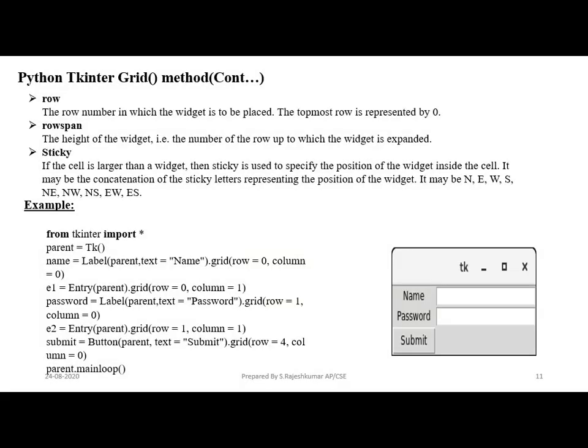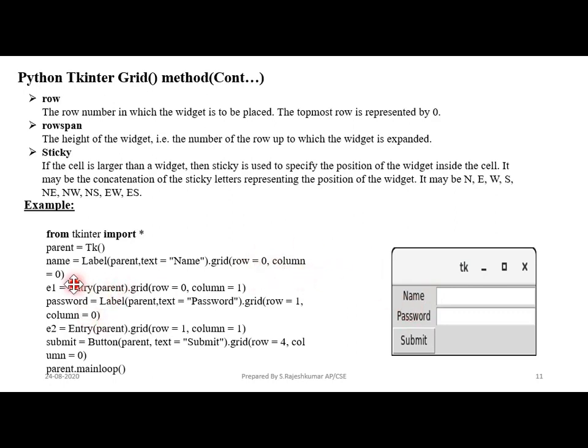And dot grid, so it should be placed using the grid. Previously we used the pack method to place widgets. Row equal to 0, column equal to 0. So the name exists in the 0th row and 0th column.